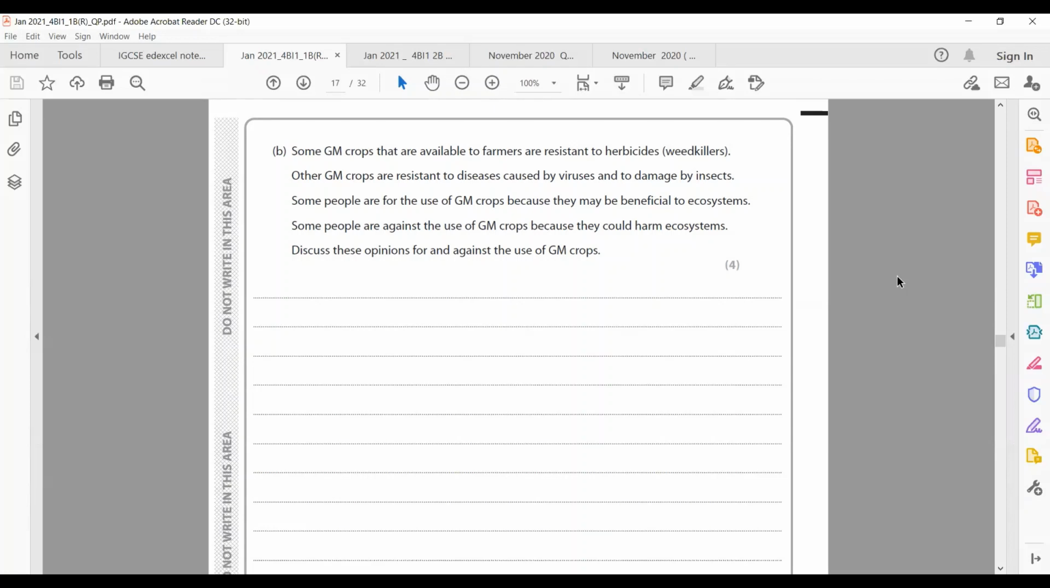Some GM crops that are available to farmers are resistant to herbicides. Other GM crops are resistant to diseases caused by viruses or to damage by insects. Some people are for the use of GM crops because they may be beneficial to ecosystems, and some people are against the use of GM crops because they could harm ecosystems. Discuss these opinions for and against the use of GM crops. تقولي 2 points here and 2 points there with and against.